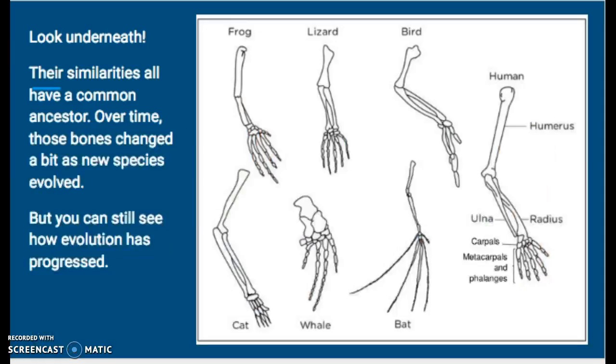But if you were to look underneath at the bones themselves, you'd start to see a lot more similarities and you can see some connections between all these different animals. Okay, and these similarities come from a common ancestor because over time, like evolutionary time, millions of years and lots of generations, those bones have changed a bit and as new species evolved. But you can see how evolution has progressed here. Okay, and we'll study this a little bit more.